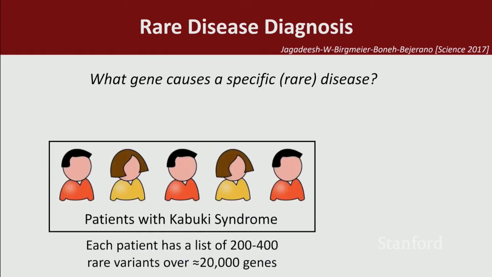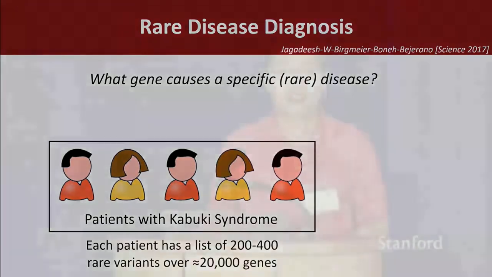Suppose we have a group of patients who all happen to have a particular genetic disorder. For this talk, take as a concrete example the case of Kabuki syndrome. Now let me also provide a little bit of biology background. The human genome consists of about 20,000 protein-encoding genes, genes that are actually responsible for dictating specific protein functionalities. And individuals, both you and I, as well as these patients in our group, have about 200 to 400 of these so-called rare variants, places in their genome that differ from the canonical reference human genome.